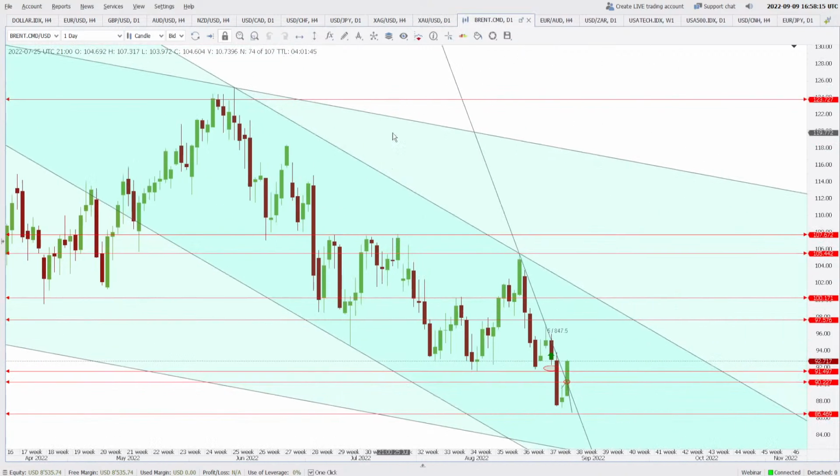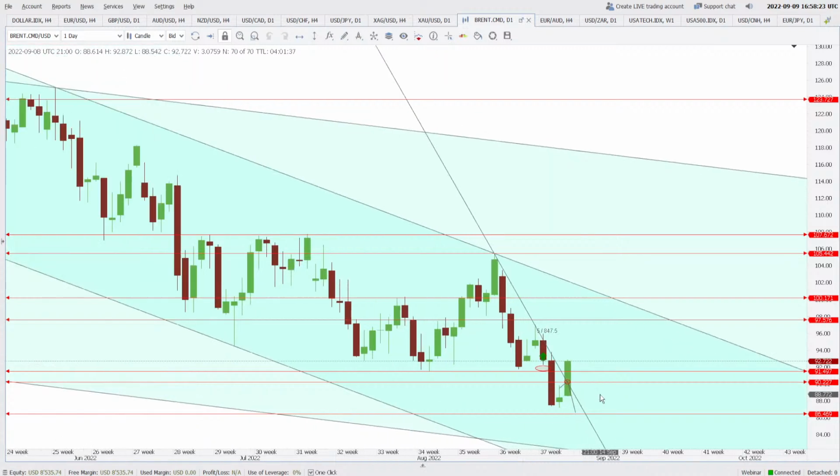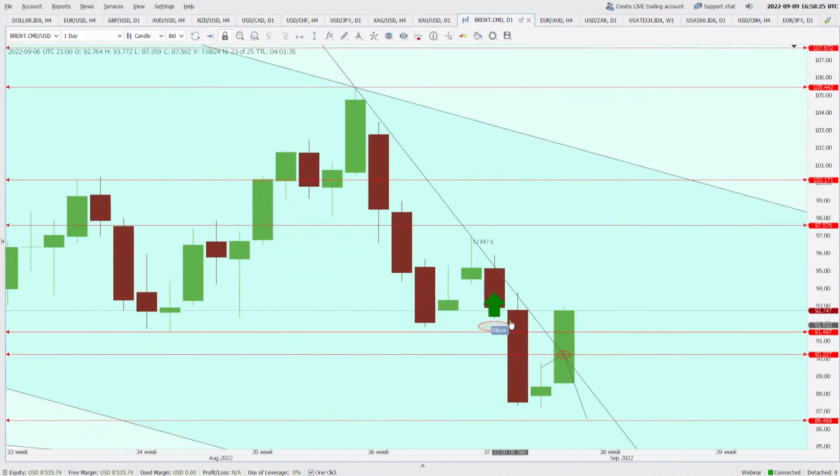Okay, talking about the Brent, it is bought back. It is trading at 92.71, but I'm not very bullish on this one. Why? Because this is the area from where the sell-off had started. In fact, this is the high. I must show you. This is the high that the price had made.